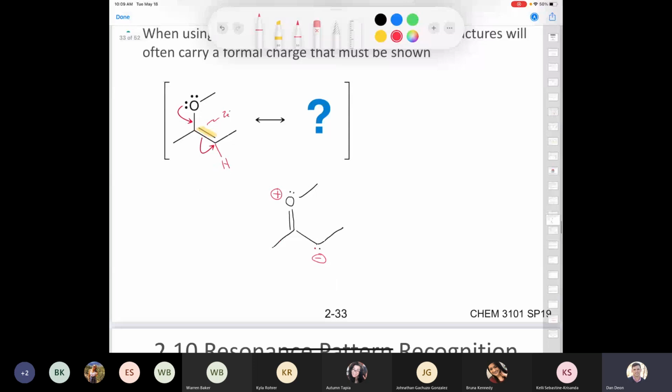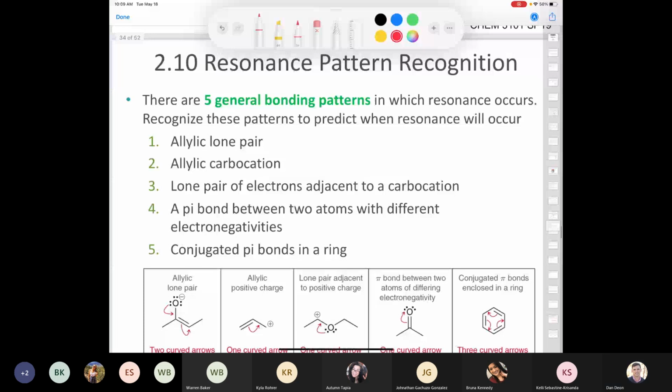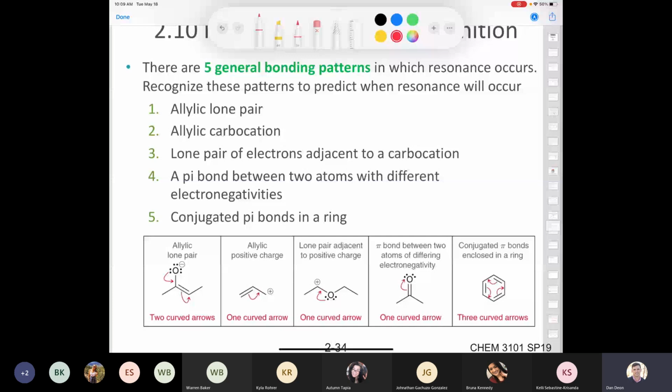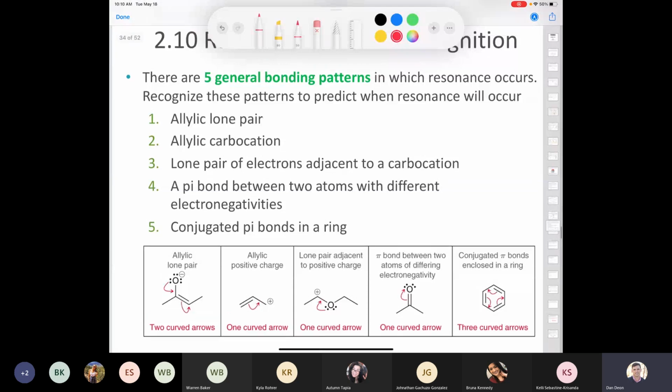All right, well, from there, let's move on and let's talk about resonance pattern recognition. Section 2.10, resonance pattern recognition. Like I just told you, science students like rules, and I don't blame them one bit. Like I said, I was a science student for a long time, and I am still a science student, and I like rules too.